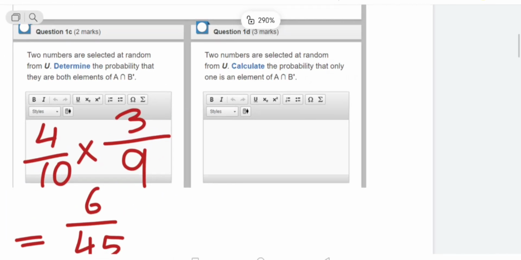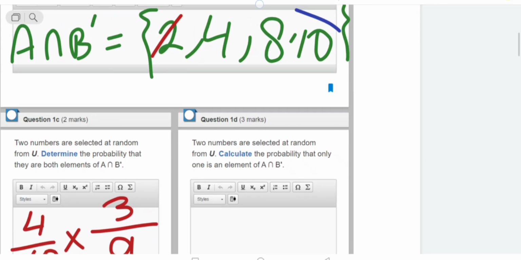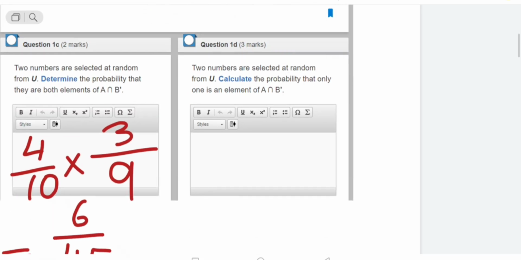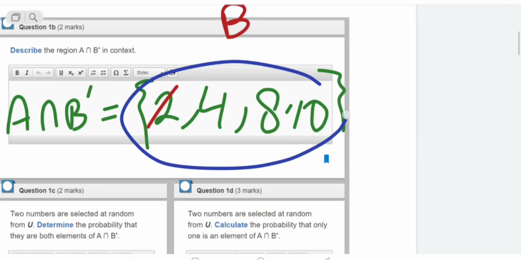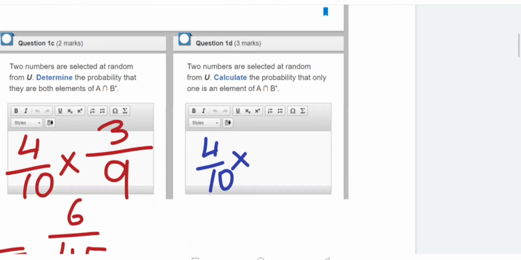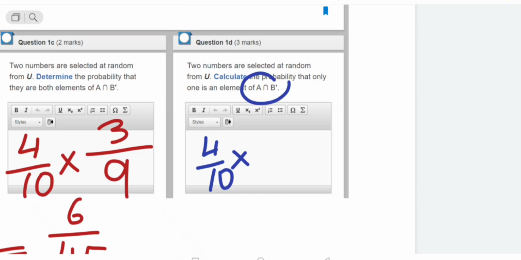In the next question, 2 numbers are selected at random from U. Again, we are selecting from U. The total sample space is 10. Calculate the probability that only one element is from here. If, for example, we select the first number from here, it means 4 out of 10. First number, multiply: 4 are here, total are 10, right? So 4 are this, and the other one is not from this one, so there are 6 out of 9 because we already selected one number.